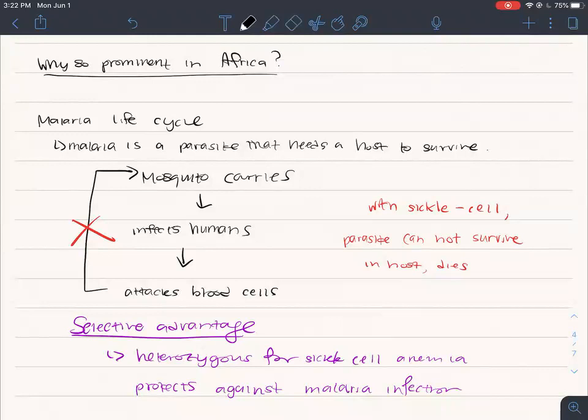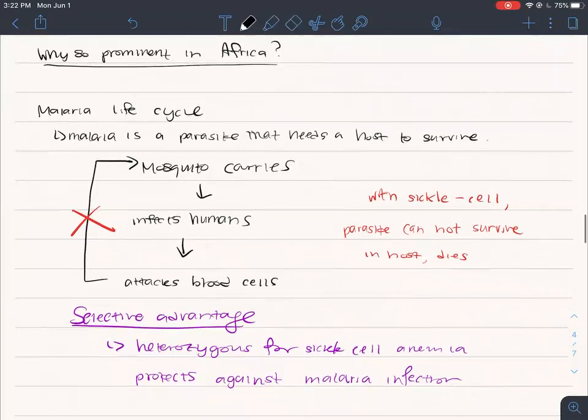So if you are a carrier of sickle cell disease, the malaria parasite can't live in your body. Because of selective advantage and survival of the fittest, those who had the sickle cell carrier gene would survive longer than those who were homozygous with no sickle cell, who would just die of malaria. And those who were homozygous for sickle cell anemia would die due to underlying health conditions from having sickle cell anemia.